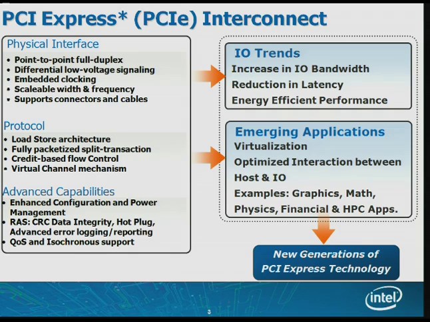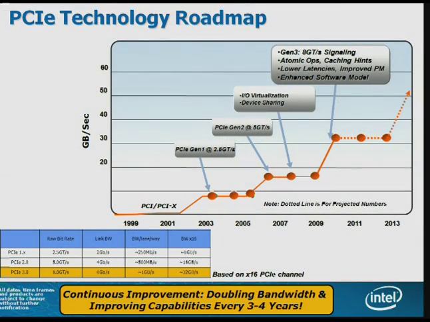Every 3 to 4 years, we increase the bandwidth 2x typically. A reduction of latency, improvement of the power. It's actually energy efficient performance. Those are all driving new generations of PCI Express. This is going to give you just a brief view on a roadmap.